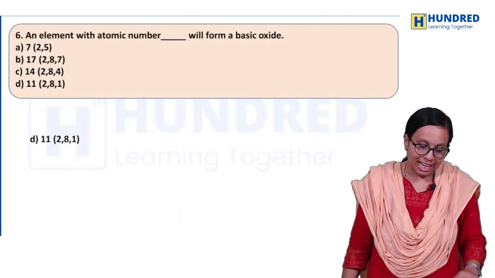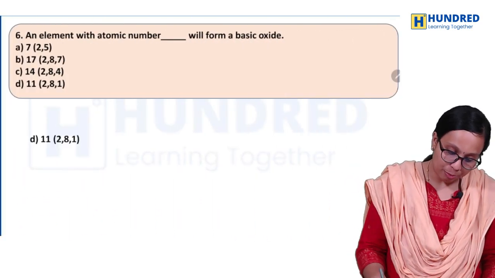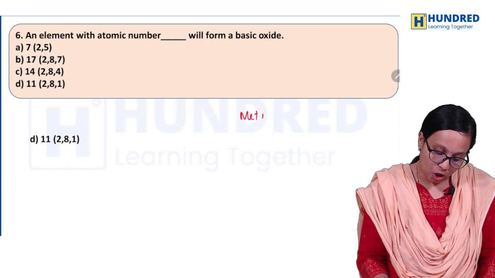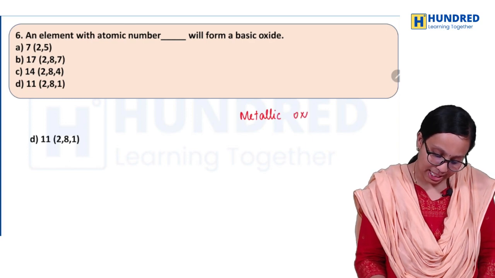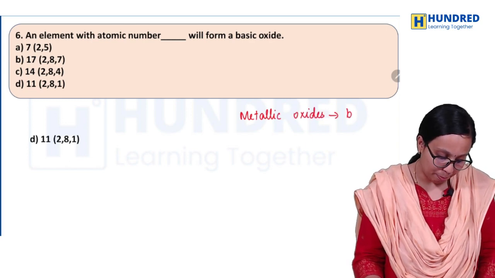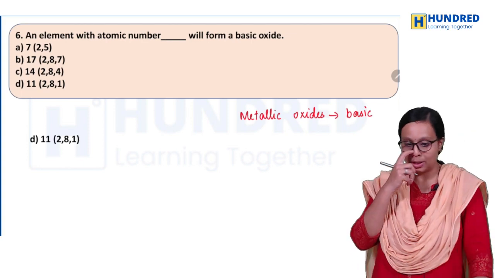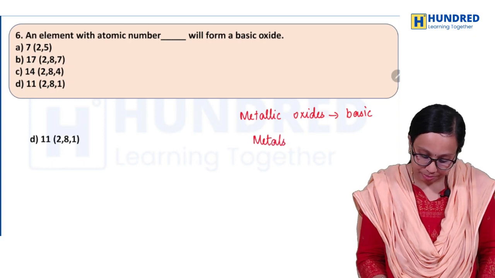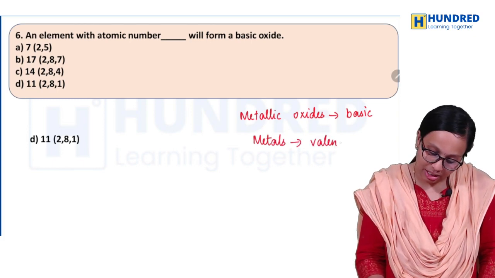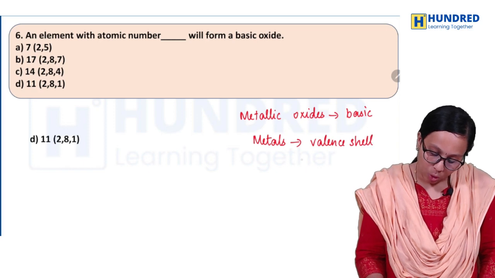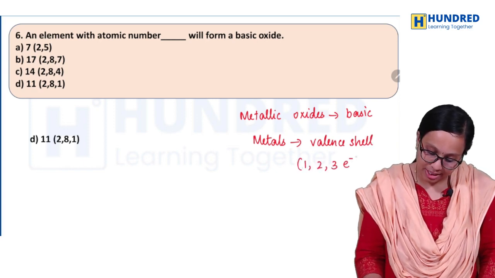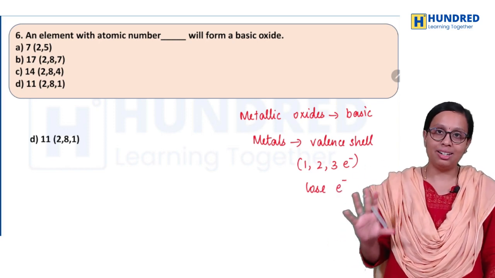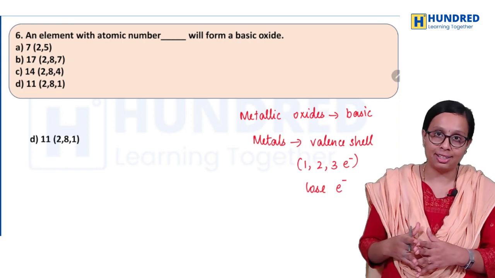Next question. An element with an atomic number dash will form a basic oxide. Okay. So metallic oxides are only basic in nature. So generally, if you take metals, in the valence shell they will have 1, 2, or 3 electrons and they will lose the electrons to become stable. So this is the general nature of the metal. We have discussed this in the metals and non-metals chapter.